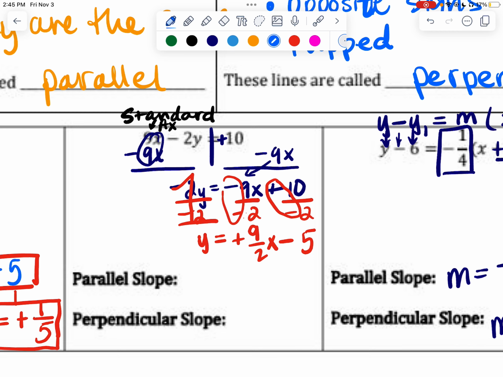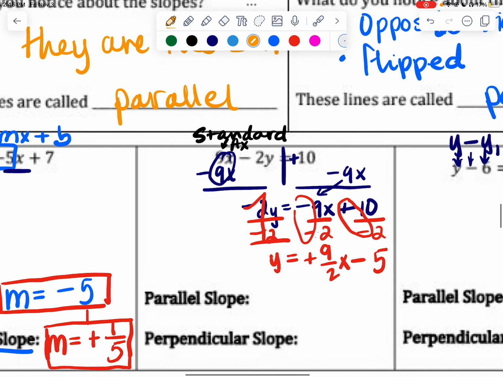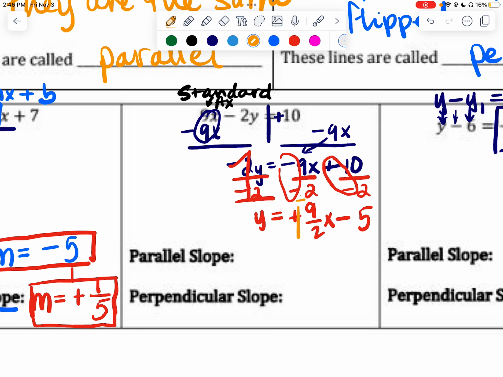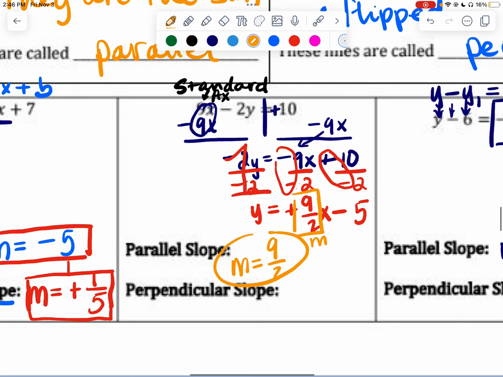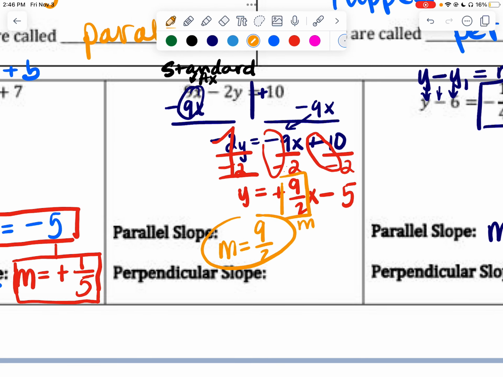Okay? Now I'm going to look for my parallel slope. I know parallel slopes are the same. So now that I have it in slope-intercept, here's my slope. So my parallel slope is just the same. My perpendicular slope, instead, is going to be opposite and flipped. Opposite, flipped. So opposite of that is going to be negative. It's right here. This is positive. So negative, flipped, 2 over 9.